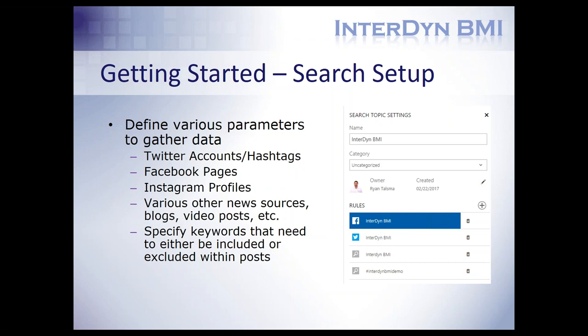But then we move into keyword searches. So anytime somebody's saying Innerdyne BMI, this will show up if it's in a news article or a blog. And then you can, again, put specific hashtags that'll look across all applications to pull in this data. So this is really what you're setting up initially to start tracking that data, and start figuring out what's being said about the topics that are most important to you.